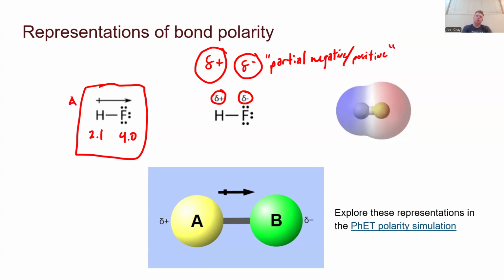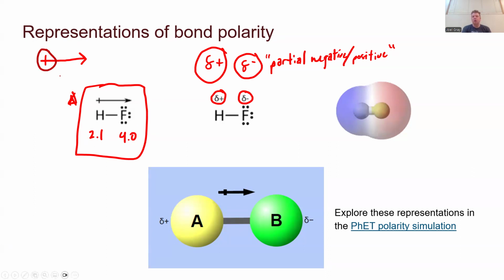Then over here, we have another way of depicting that with this arrow. This arrow is not stylistically drawn. Instead, I always draw it with the arrow pointed towards the more electronegative element. And then there's this little hash mark here to indicate the more positive side. I always visualize this as, I'm going to change colors for just a second.